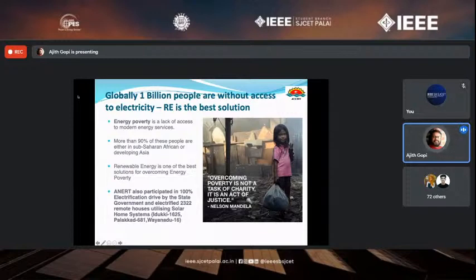ANERT also participated in the remote village electrification program. We had a great program initially in 2000-2003, part of the MNRE program, the ministry's program, to wire up remote tribal colonies. We wired up around 20,000.